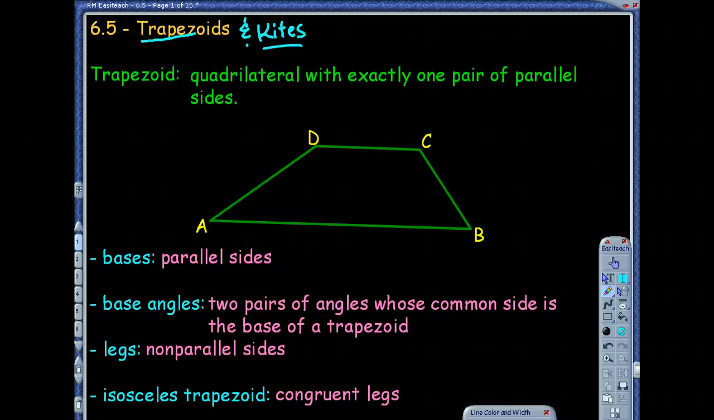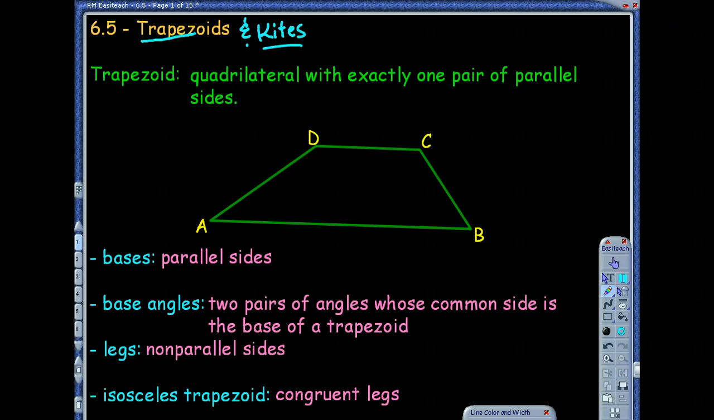Now, we're going to first start with a trapezoid, and then we'll move on to kites. We'll talk about the definition. We'll talk about some theorems involving them. And remember, don't limit yourself just to the definition. Remember about the theorems involving these things as well.